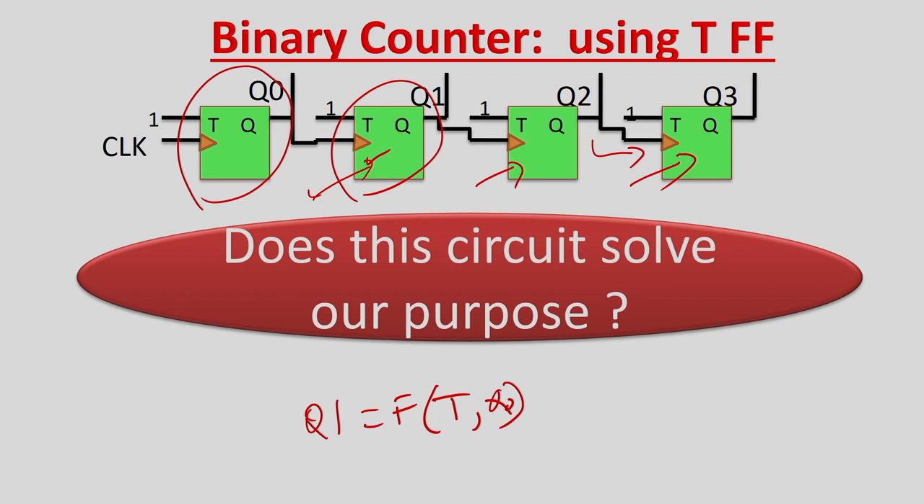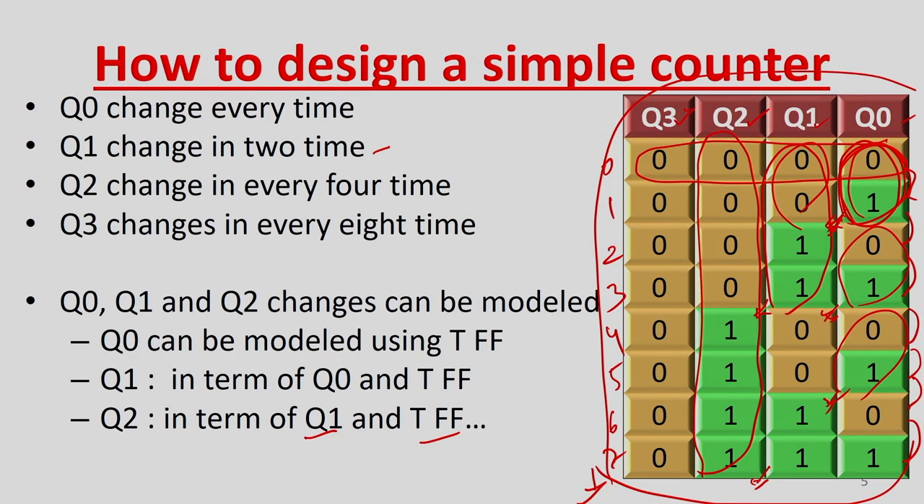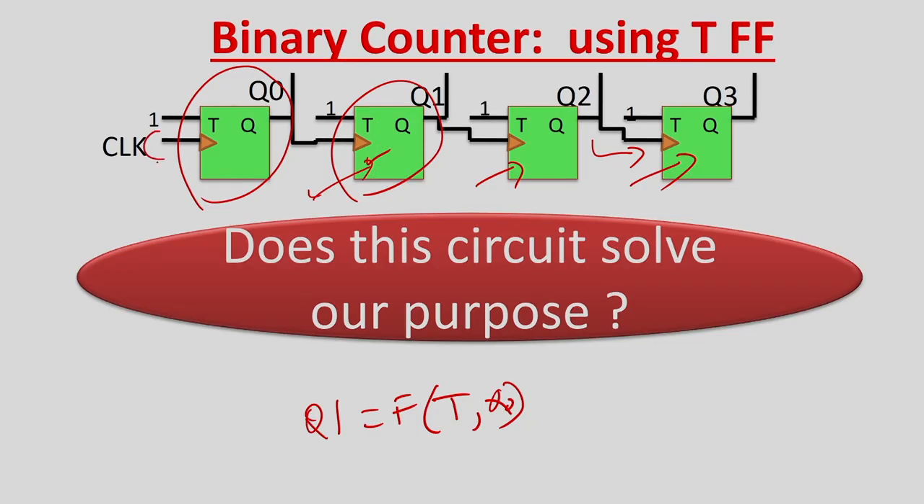Because what we modeled earlier is that Q0 can be modeled using a T flip flop, and Q1 can be modeled in terms of Q0 and a T flip flop. Based on simplicity, we have simply arranged the four flip flops. Q0 we have given the clock directly as input, and for Q1 we have given the Q0 output as clock. Let us see whether it really works or not.